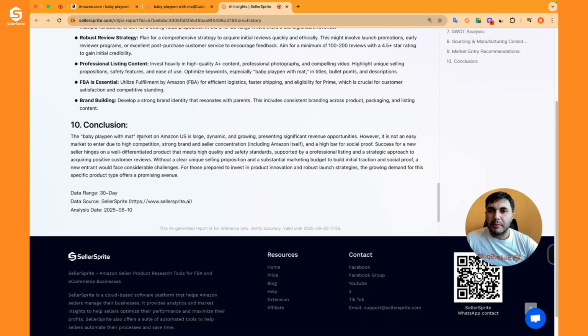Finally, we are coming to the conclusion. The baby playpen with mat market on Amazon is large, dynamic, and growing, presenting a significant revenue opportunity. However, it's not an easy market to enter due to high competition, strong brands, and seller concentration, etc. You can see everything from here.